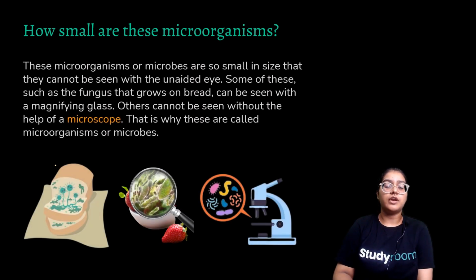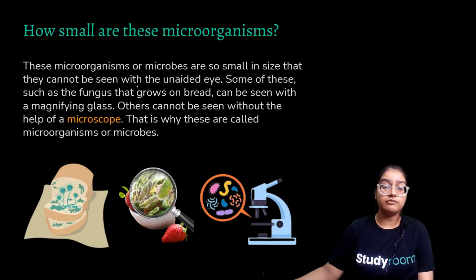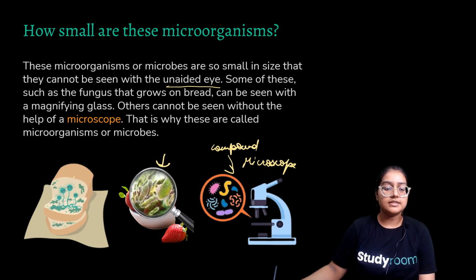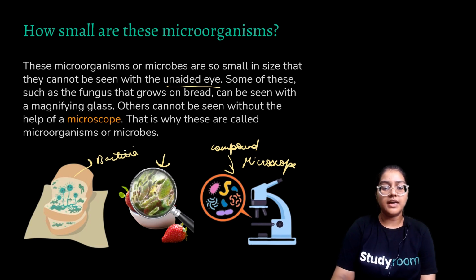How small are these microorganisms? These microorganisms or microbes are very small and cannot be seen with the unaided eye. Some of these, such as the fungus that grows on bread, can be seen with a magnifying glass. This is a magnifying glass and a microscope. There are different kinds of microscopes available in the market, such as dissecting microscopes and compound microscopes. You have to use a compound microscope, and this is the structure of bacteria. That is why these are called microorganisms or microbes, because we cannot see them with our naked eyes.